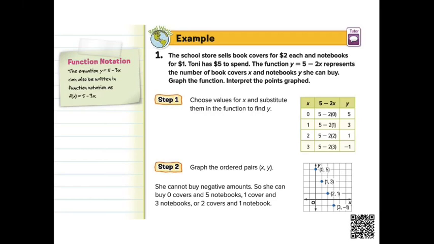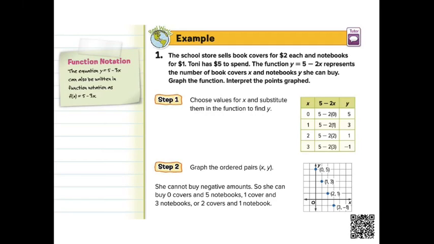Okay, the reason that they just went through that about graphing is because in our next example, we're going to be creating a function table. Okay, we'll have an equation. We're going to choose x's, get y's, create ordered pairs, and graph them. Okay, so let's take a look at example 1. The school store sells book covers for $2 each and notebooks for $1. Tony has $5 to spend. The function y equals 5 minus 2x represents the number of book covers x and the notebooks y she can buy. Graph the function, interpret the points.